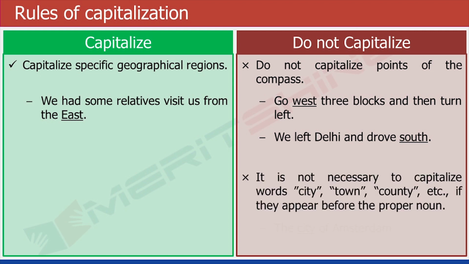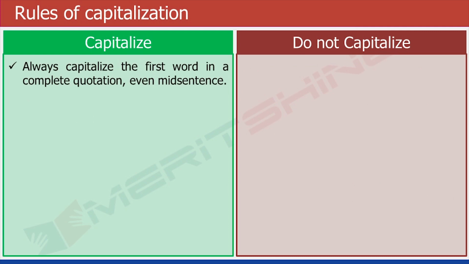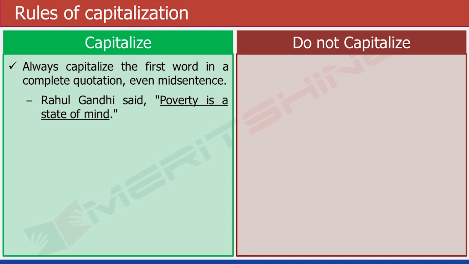In noun phrases such as city of Amsterdam, etc., it is not necessary to capitalize the words city, town, county, etc. if they appear before the proper noun. We can now move to the capitalization rules for quotations. We should always capitalize the first word in a complete quotation, even if it comes in mid-sentence. Example: Rahul Gandhi said, "Poverty is a state of mind." Here P of poverty is capitalized.